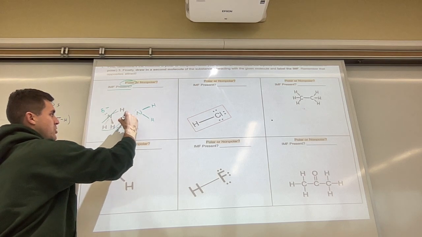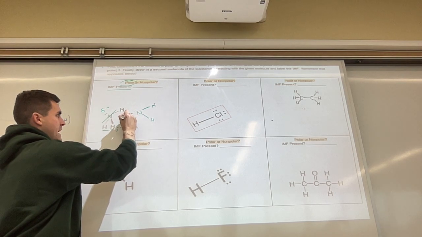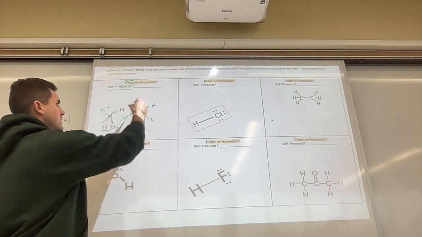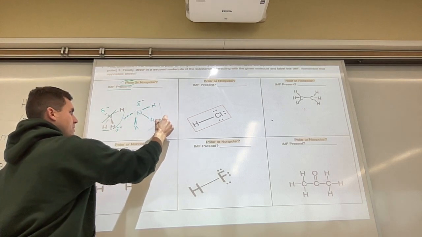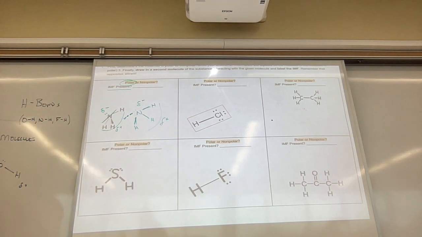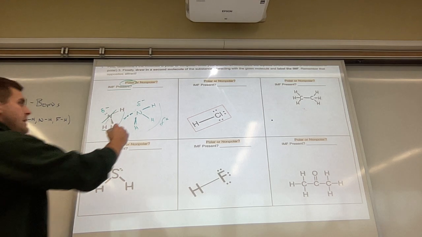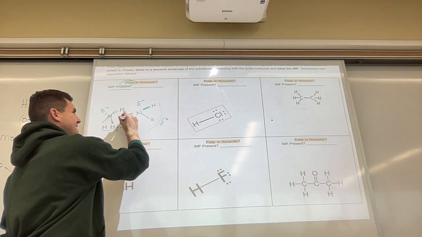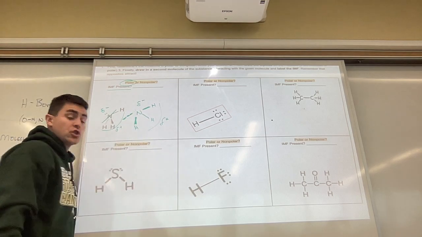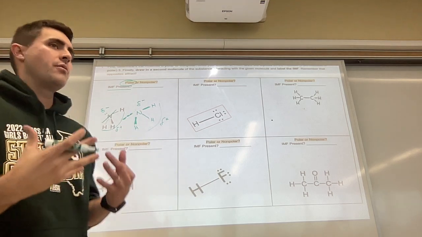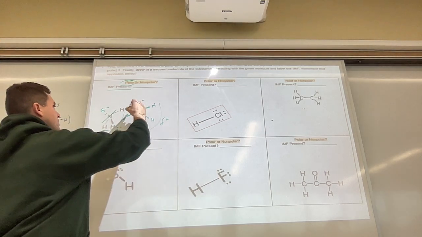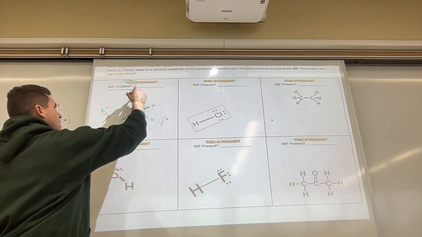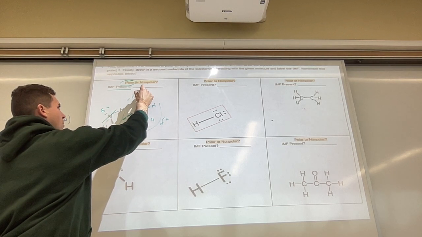I see an attraction between this partial negative side and partial positive side right here, because this is negative and this whole thing here is positive. Let's see. Is hydrogen bonded to either O, N, or F? Yes. It is bonded to an N right here, right here, and right here. That means the difference in electronegativity is so large that we form a really strong intermolecular force, and we call this thing here a hydrogen bond.